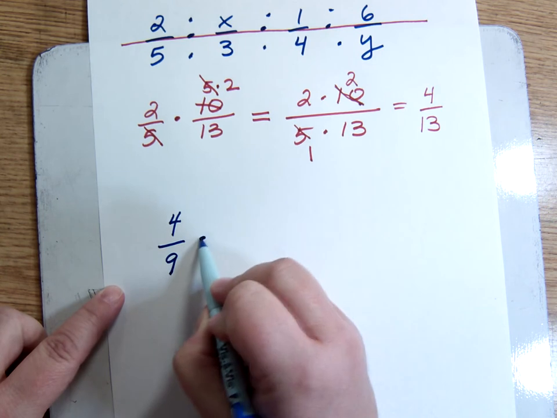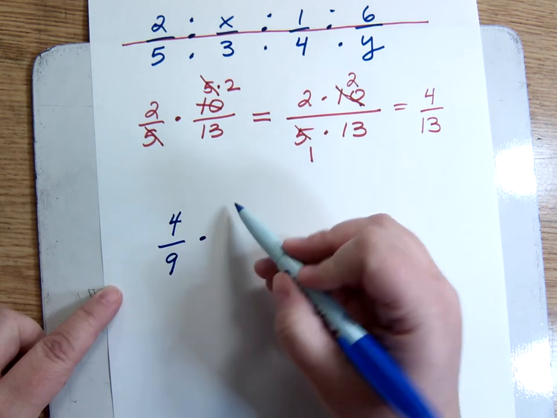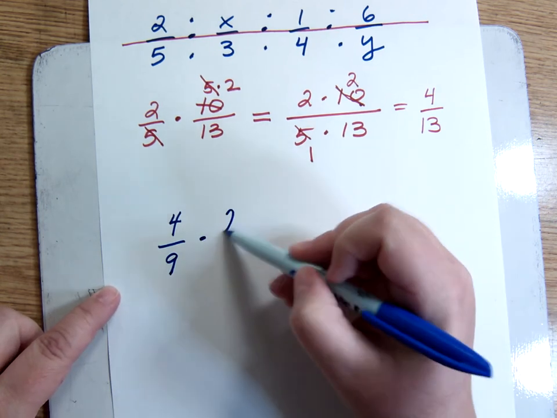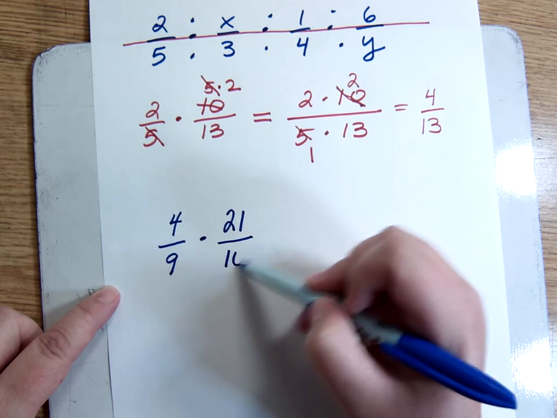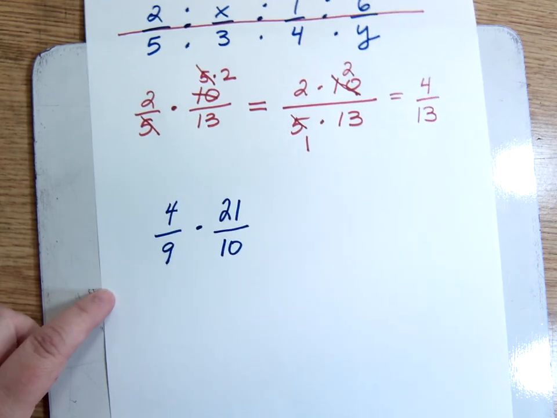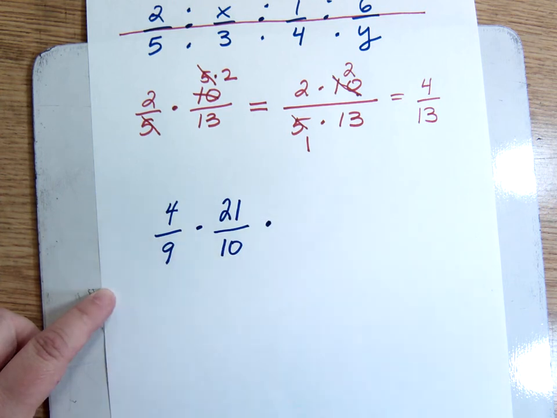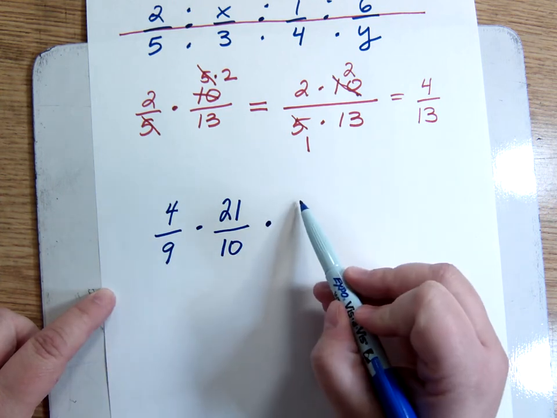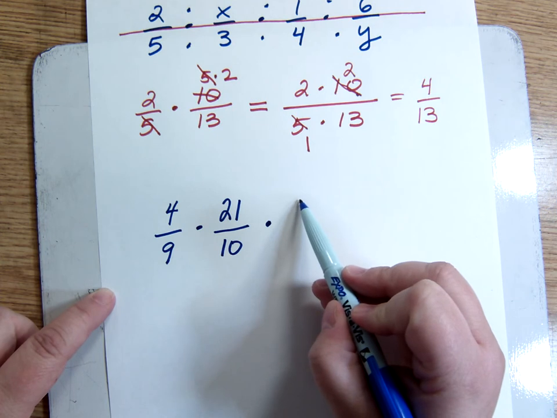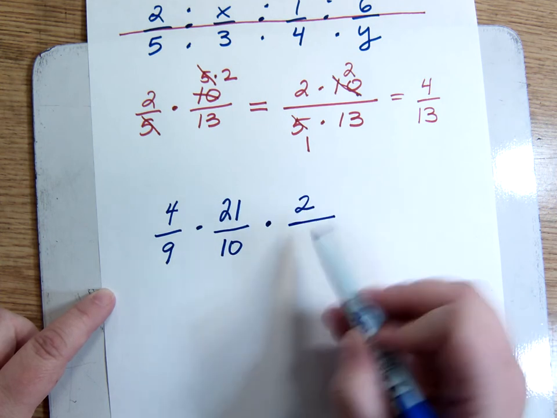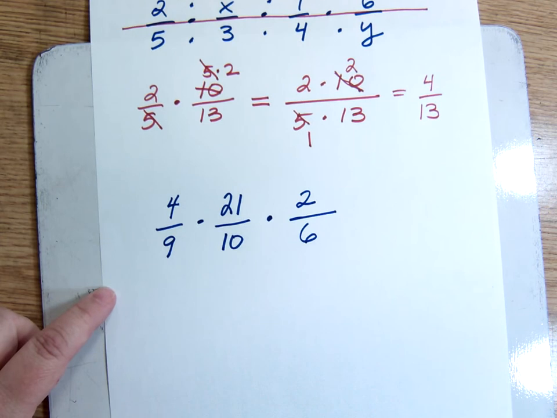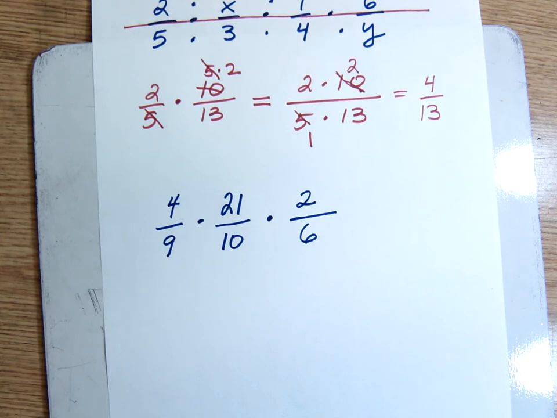4/9 times, let's see, 21/10. Okay? Let's do it again. Let's do, how about times 2/6. Now, obviously that could reduce, but bear with me.